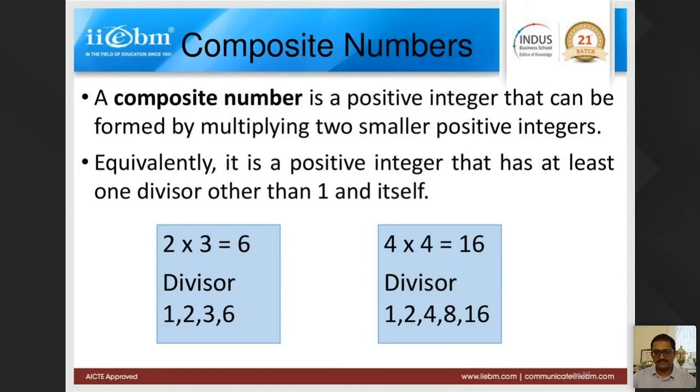Out of them, 1 and the number itself are the 2 divisors, and other than that, 2, 4, 8 are the other divisors. So this is how we know that this is a composite number. If that number has at least one divisor other than 1 and that number itself, it gives us composite numbers.